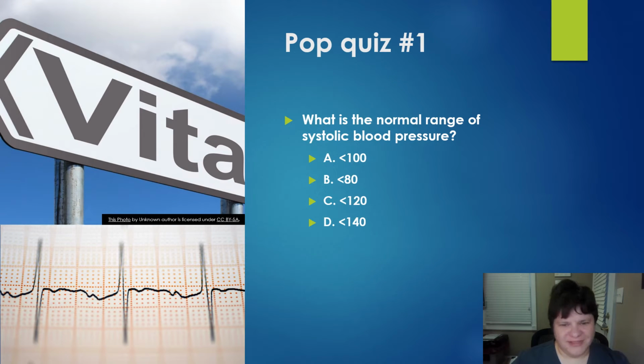Pop quiz number 1. What is the normal range of your systolic blood pressure? Is it A, less than 100, B, less than 80, C, less than 120, or D, less than 140? Mark your answer on your sheet provided.